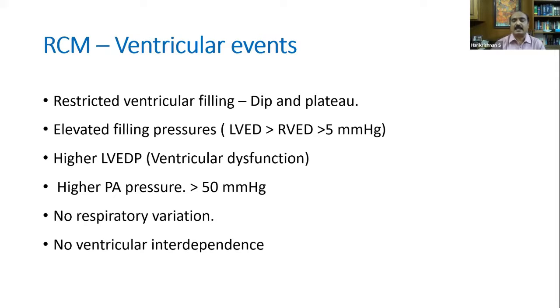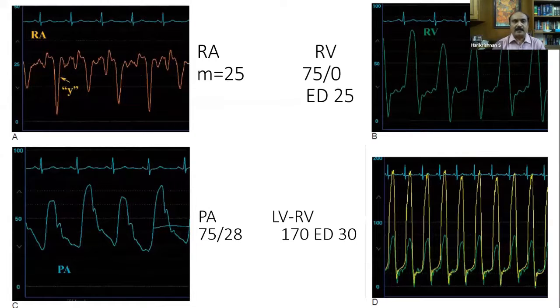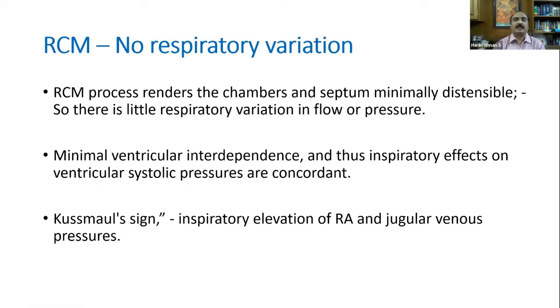no ventricular interdependence. So again, you can see the RA pressure is 25, the Y descent, blunted X descent. RV pressure is 75, ED is 25, PA pressure is 75 by 28. RV and LV ED, this is a low resolution, the gain is at 200, so we are not able to see the difference. There is no respiratory variation in restrictive cardiomyopathy because the chambers and septum are minimally distensible, so there is little respiratory variation in flow or pressure.